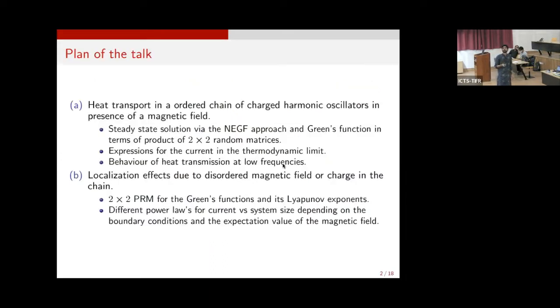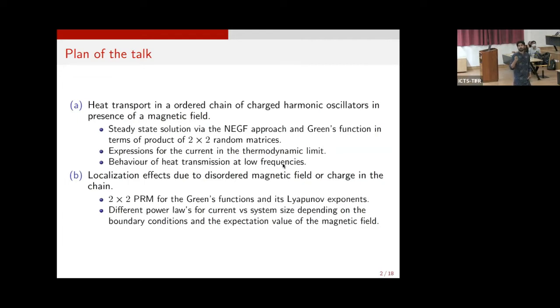Let me just briefly give you the plan of the talk, what exactly I'm going to talk about. I'll begin with heat transport in ordered chain after giving you motivation and introducing the system. For this ordered chain, I'll try to derive the exact steady state solution and the expressions for the heat current in the thermodynamic limit. Here in the thermodynamic limit, I mean the size of the system goes to infinity.